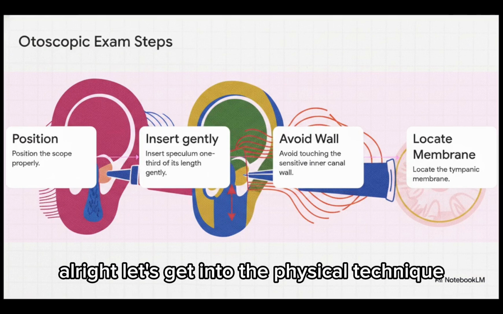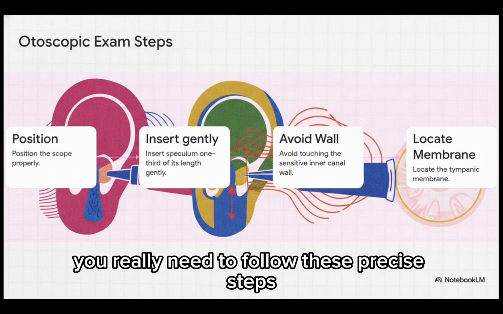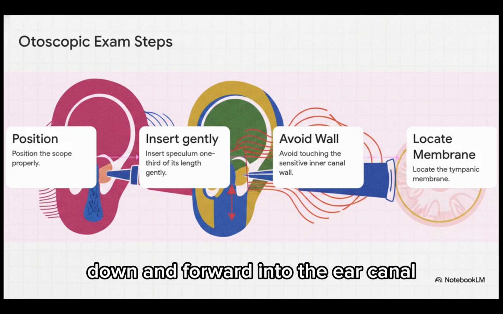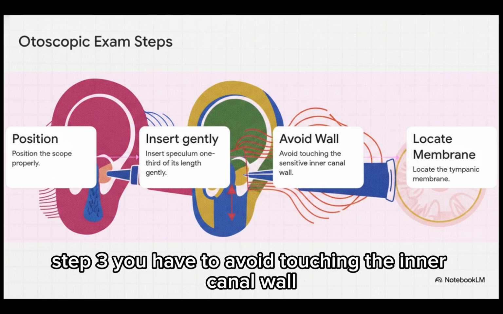All right, let's get into the physical technique. When you perform an otoscopic exam, you really need to follow these precise steps. You want to insert the speculum super gently, only about 1/3 of its length down and forward into the ear canal. But here is the most important part, step 3.